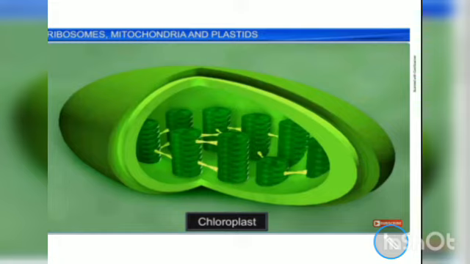Another thing you have to remember: the plastid is the largest organelle of the plant cell, whereas mitochondria is the largest organelle of the animal cell, because in an animal cell there is no plastid.